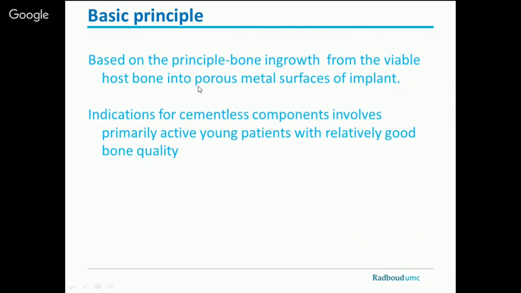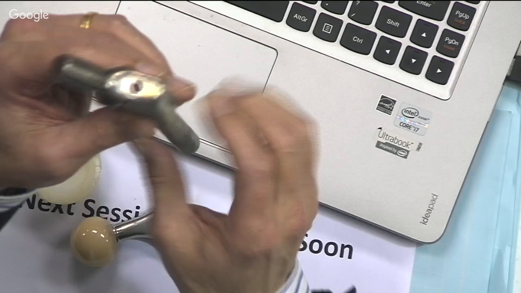And the basic principle of a cementless component is to provide bone ingrowth. And it is being used primarily for young and active patients with relatively good bone quality. Because if you put this implant in a very osteoporotic bone, then it will show too high micromotions.